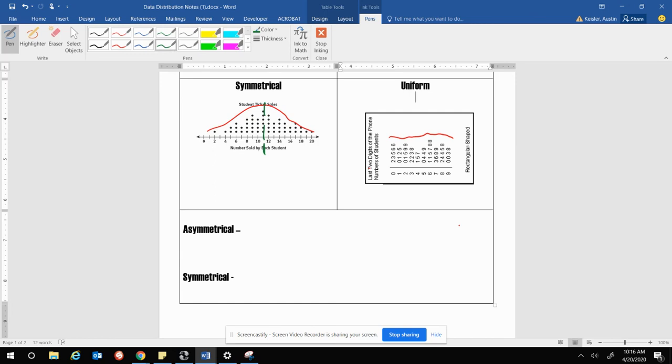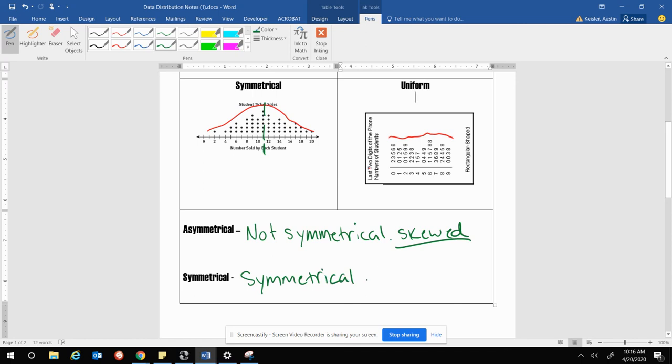Okay, just to sum that up, an asymmetrical graph is a graph that is not symmetrical. So that would be a graph that is skewed right or skewed left, either way. A symmetrical graph, obviously, is symmetrical. It's going to be about the same on each side, and symmetrical graphs are either uniform or they're just a typical symmetrical graph like that.